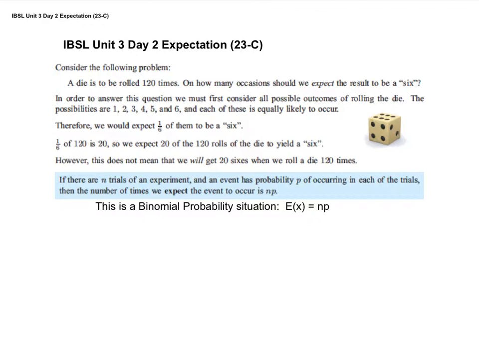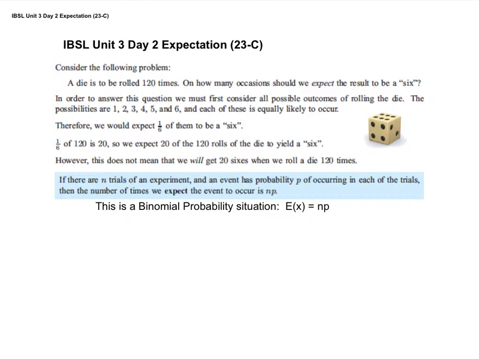In this case, because we have a binomial probability situation, which we're going to look at later, the expectation is simply the number of times the probability. So we're rolling a die 120 times. The probability of rolling a 6 is 1/6. So 1/6 of 120 is 20. And I start with this because even without any explanation, it just made sense, right? This element just makes sense.